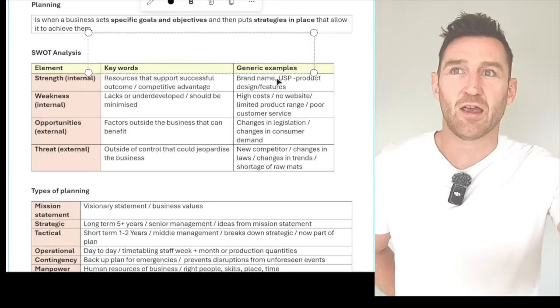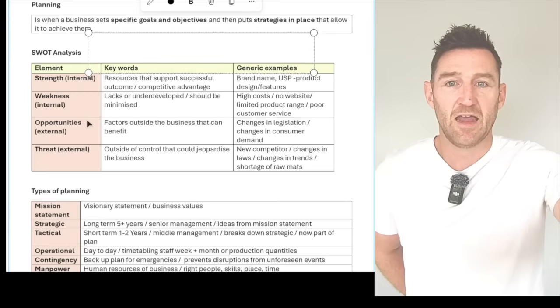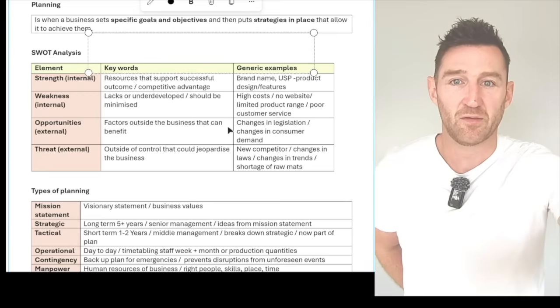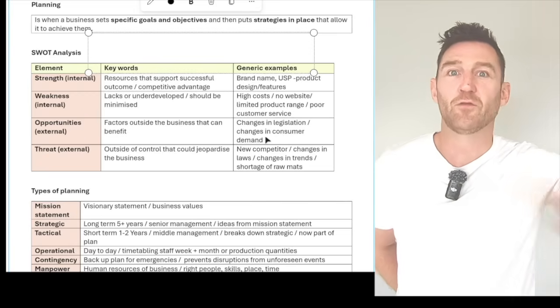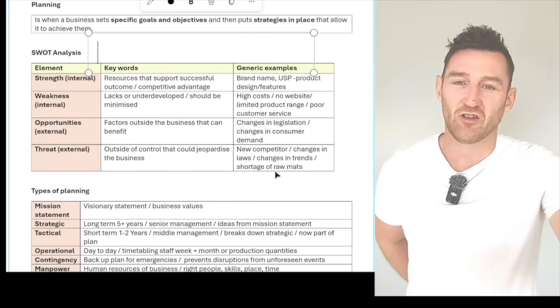Like any successful international business probably has a good brand name. Any successful business can benefit from a change in legislation or a favorable change in consumer demand in some way. So these are kind of generic ones that you can use.